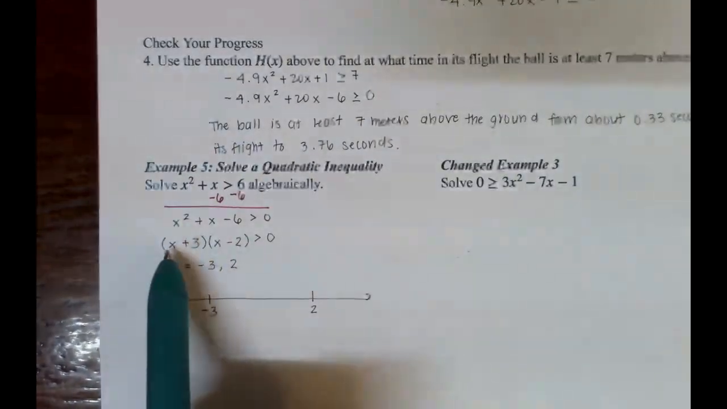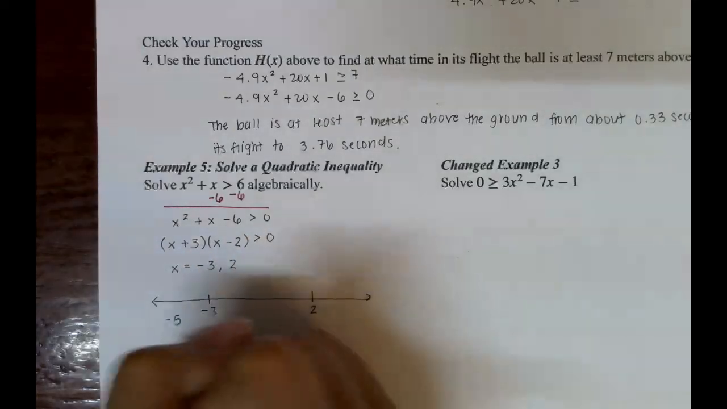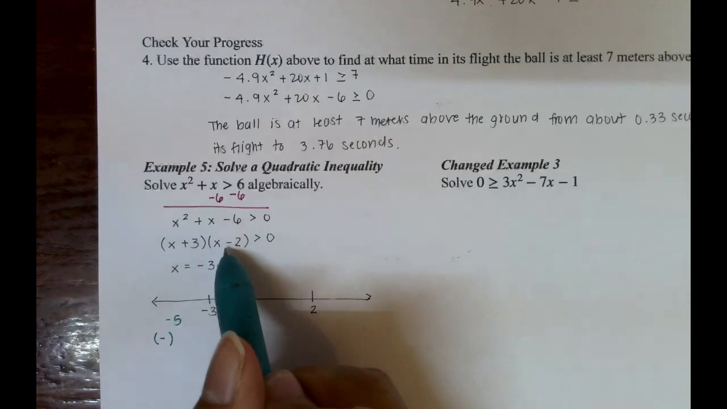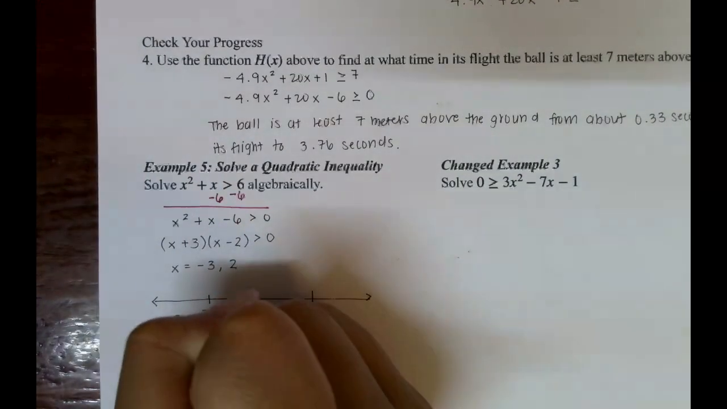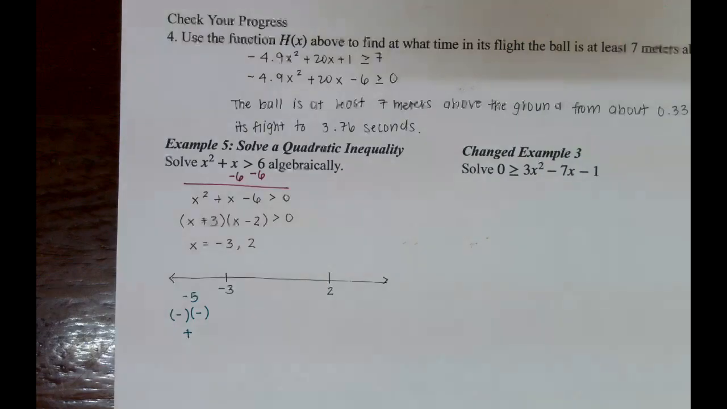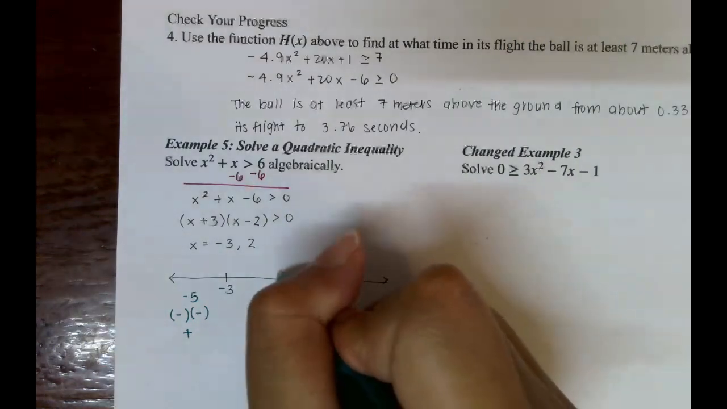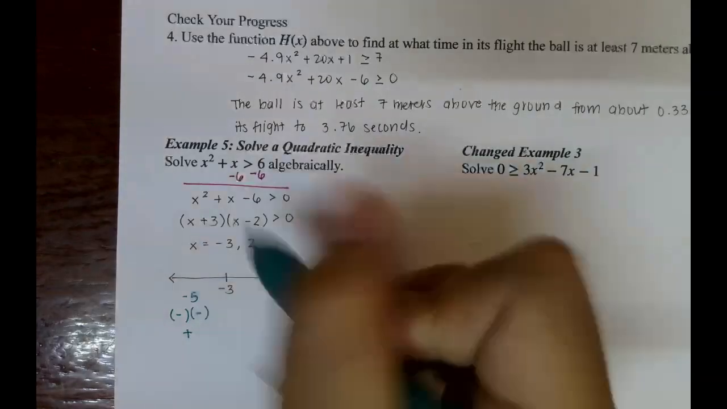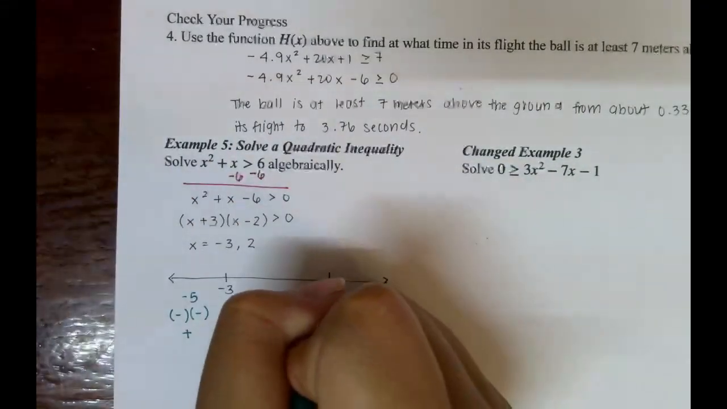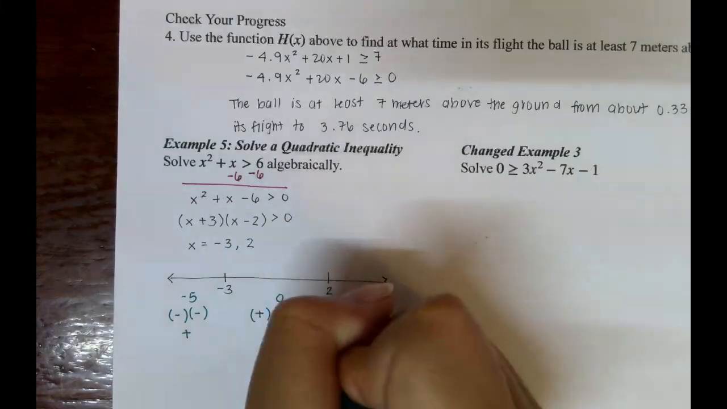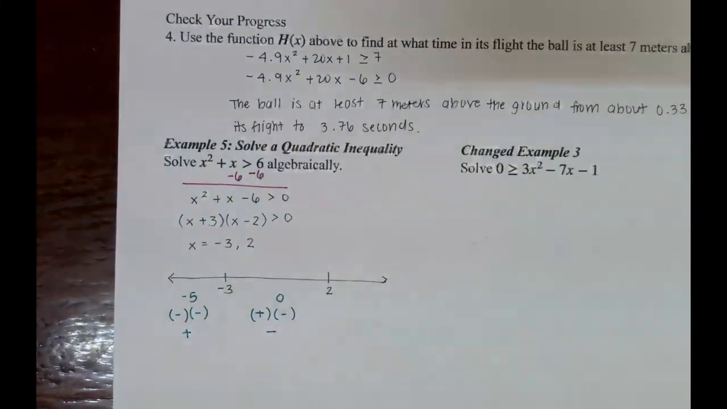Negative 5 plus 3 is a negative number. Negative 5 minus 2 is also a negative number. A negative times a negative is a positive. Then I'm going to test 0 because that's in between negative 3 and 2. 0 plus 3 is positive. 0 minus 2 is negative. So positive times a negative overall is going to be negative.